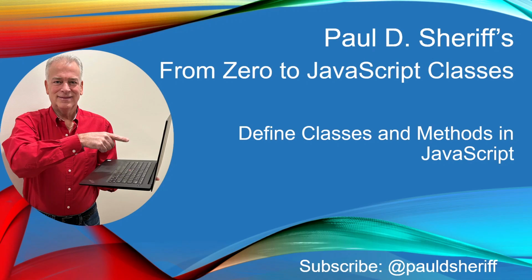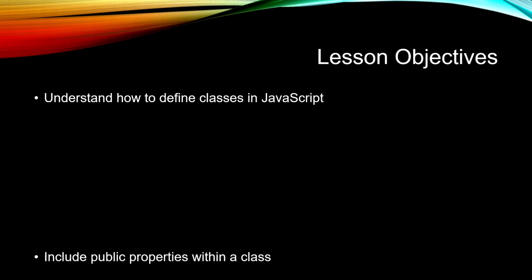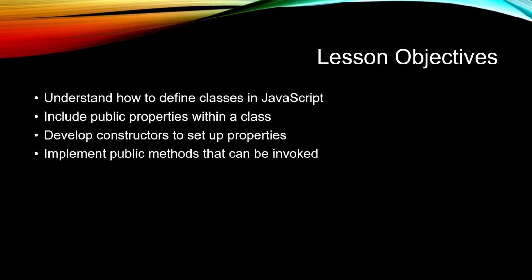This lesson is Define Classes and Methods in JavaScript. The objectives for this lesson are to understand how to define classes in JavaScript, include public properties within a class, develop constructors to set up properties, and implement public methods that can be invoked.